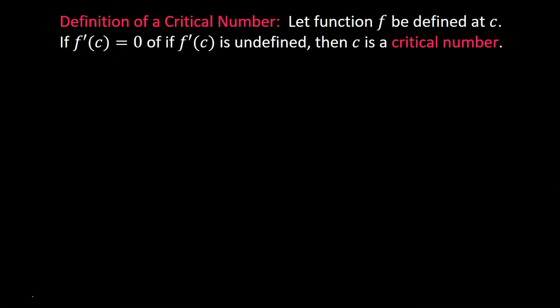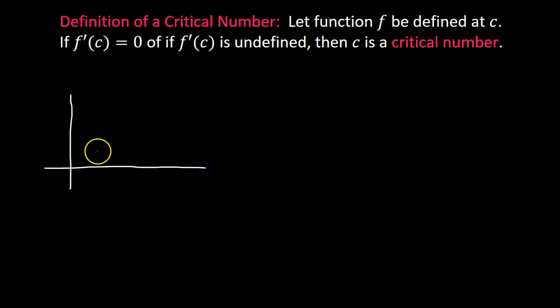In a moment, I'll be teaching you how to find the extrema using derivatives, but first we need to talk about what a critical number is. Let function f be defined at c. If f prime at c is equal to 0, or if f prime at c is undefined, then c is a critical number. So of course, f prime, we're talking about the derivative of the function at c. So here are the two situations that I'm talking about.